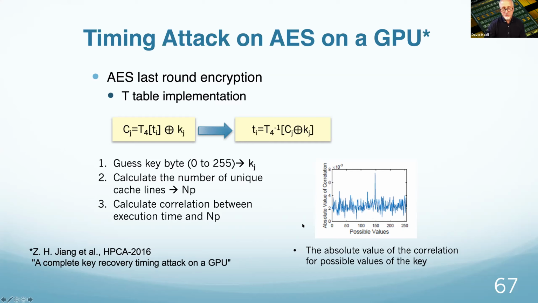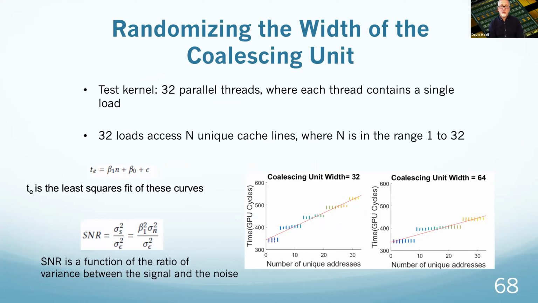So we've been able to demonstrate this. We calculate the number of unique cache lines for each key guess, and then we calculate the correlation between that execution time and that value. So this has been demonstrated to be very leaky. There are a lot of other classes of attacks, prime and probe and a variety of others, and we have also demonstrated banking attacks on the cache in further work.